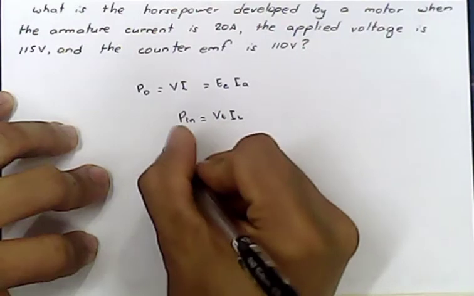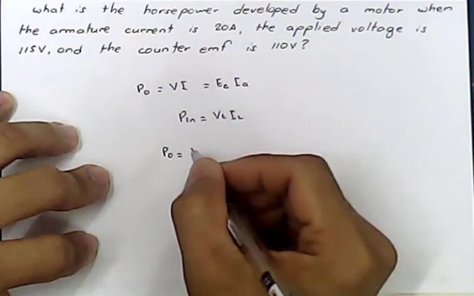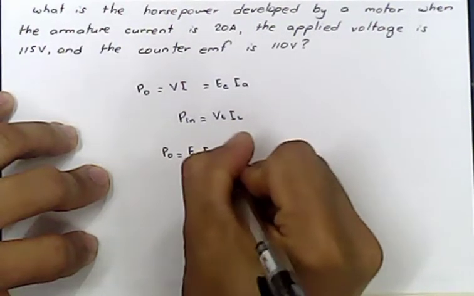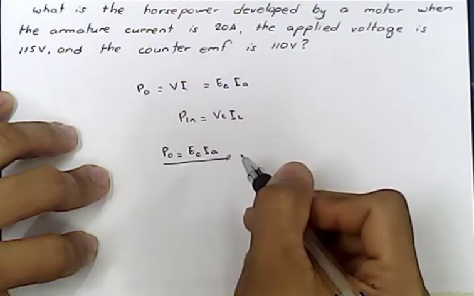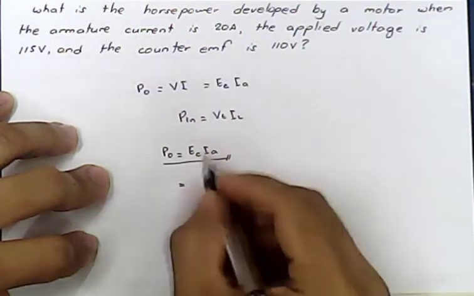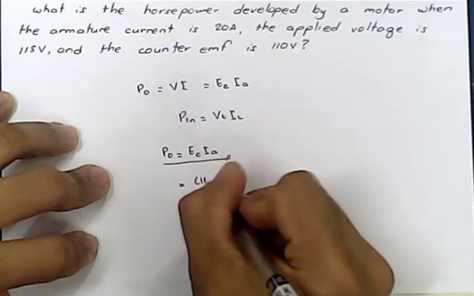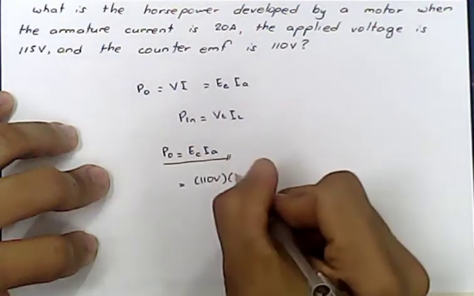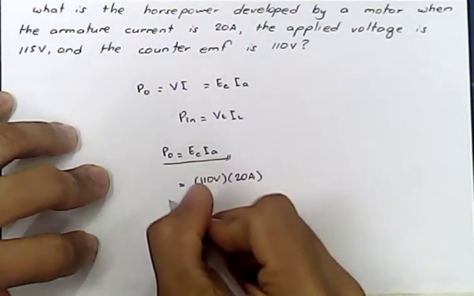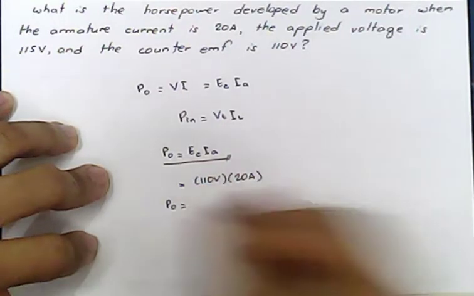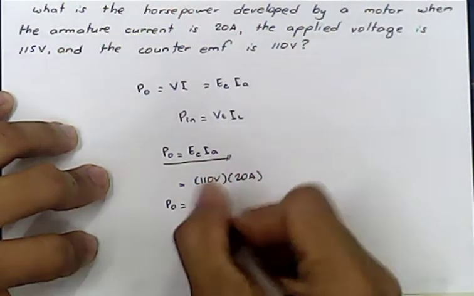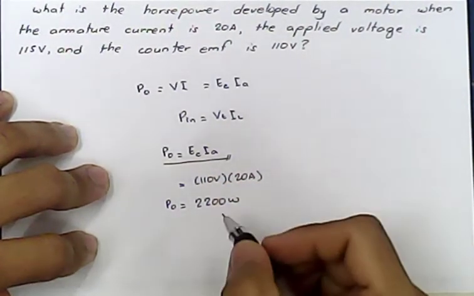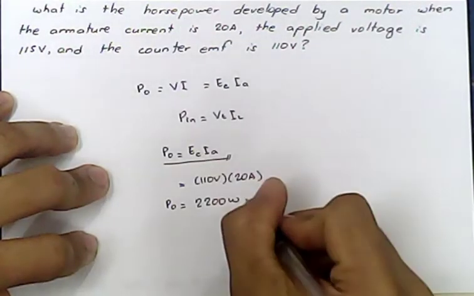So for the power output, lagay lang po natin dito yung formula. EC or EB, multiply that by the armature current. Substitute natin yung mga given. Yung counter EMF is 110 volts. Multiply this by the armature current, which is 20 amperes. Power output in terms of watts is 2,200 watts. I-convert natin ito into horsepower.